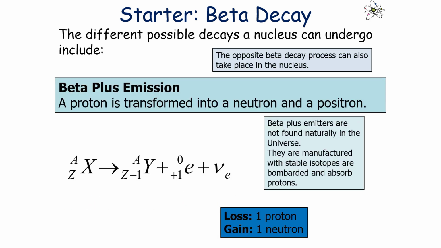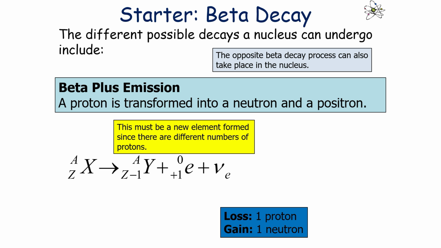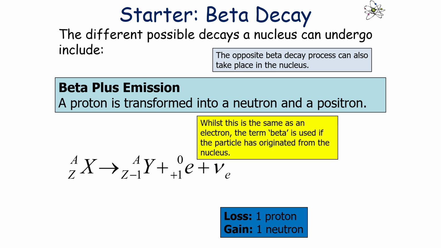Now, beta plus emission is when a proton is transformed into a neutron and a positron. It's the opposite decay process to the beta minus emission. So in beta plus, you lose 1 proton and gain 1 neutron. Again, we've got a new element because there are a different number of protons. And again, while this beta plus is the same as a positron, the term beta plus is used if the particle has originated from the nucleus.